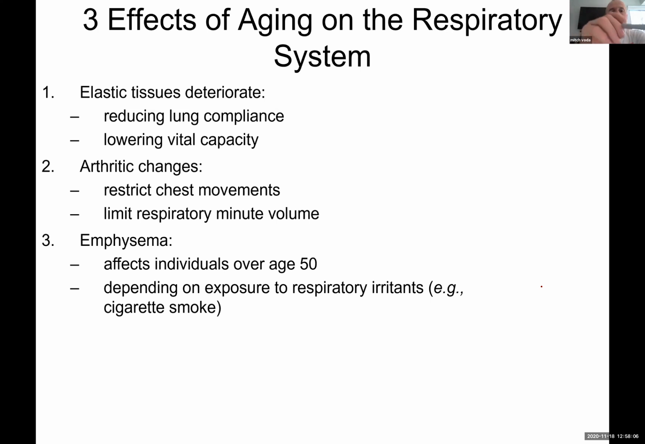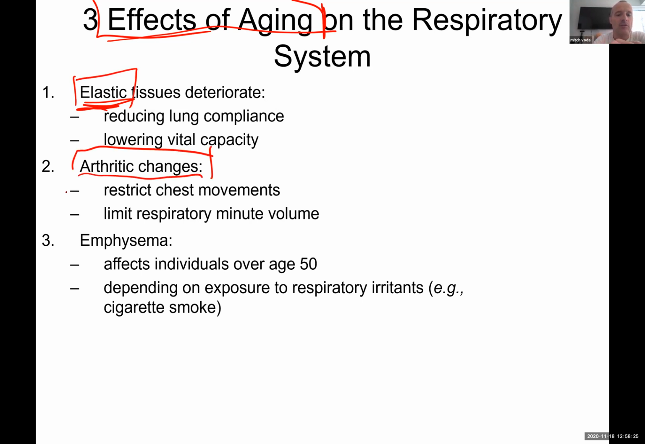Now let's talk a little bit about the actual diseases or effects on the respiratory system. The first one is the effects of aging. What happens with the respiratory system while we age? First, we lose elasticity. By losing elasticity, it leads to arthritic changes. By losing elasticity, we don't get enough oxygen. You start getting your bones hurting.